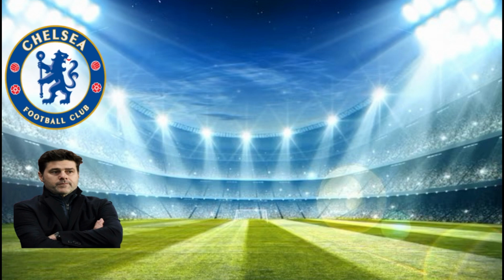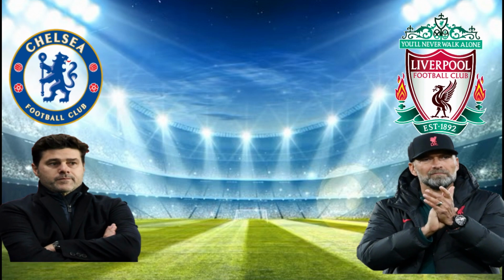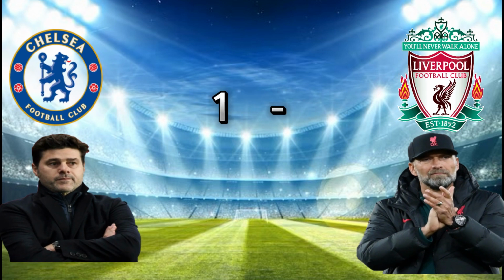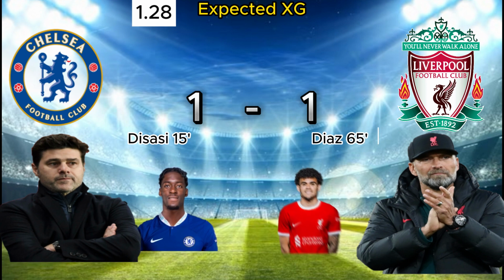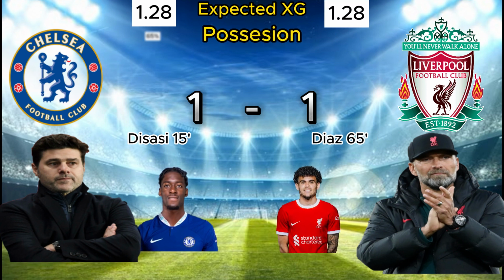It was an entertaining encounter between the Blues and Reds at Stamford Bridge in the opening Premier League match. It ended in a 1-1 draw, with both sides having their other goals cancelled by VAR. There was an improvement from Chelsea's side, so what tactic did Pochettino use in this battle? Let's look.